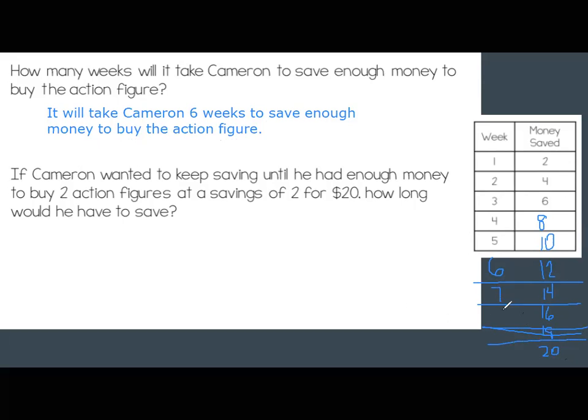So we're going to extend this to figure out how many weeks that would take us. So this would be 7 weeks, 8 weeks, 9, and 10 weeks. We see that it took 5 weeks to save $10, so that does make sense that it would take 10 weeks to save $20. So it would take Cameron 10 weeks to save $20.